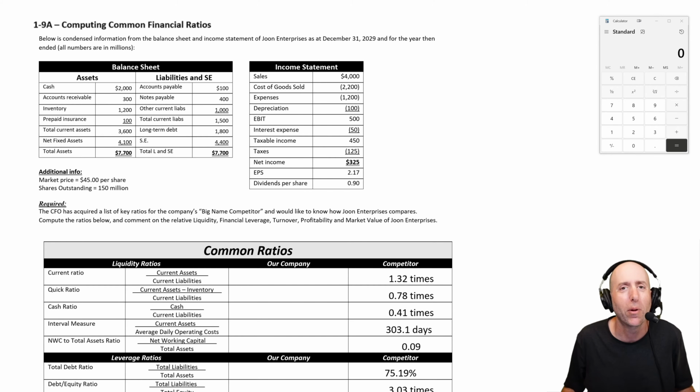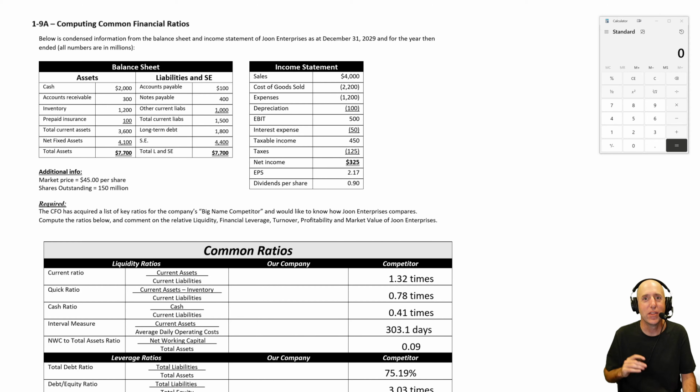Let's take a look at problem 19A, computing common financial ratios. This is our first and I think only ratio question of the course. Ratios are very useful in financial analysis, and I just want to caution you, if you're ever doing financial analysis, you never just want to compare one ratio.